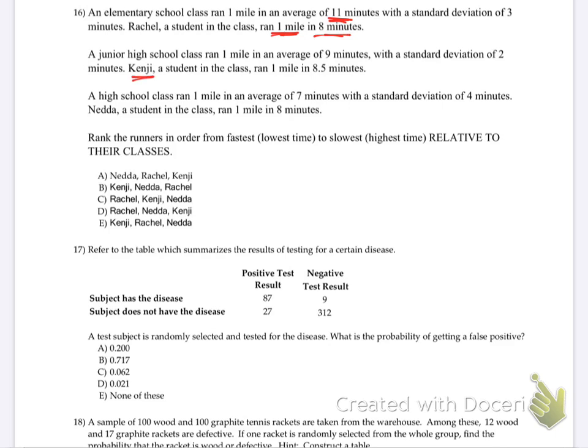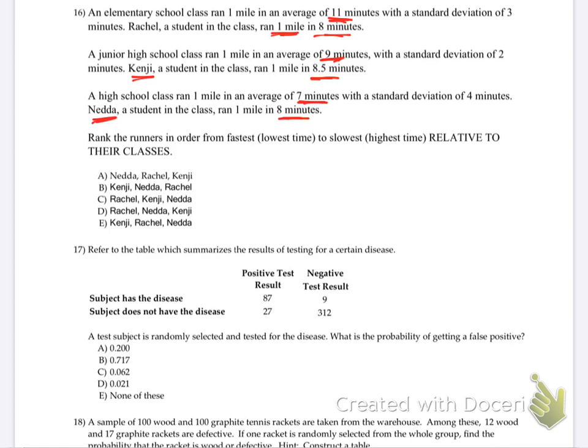Kenji is a junior high student, and that person ran the mile in 8.5 minutes. The average in Kenji's junior high class is 9 minutes. So Kenji's a little faster than average, but not very much, huh? Only a little bit. And then the high school student, Neda, ran it in 8 minutes, and her high school class has an average of 7 minutes. How did Neda do? She's slower than average, isn't she?